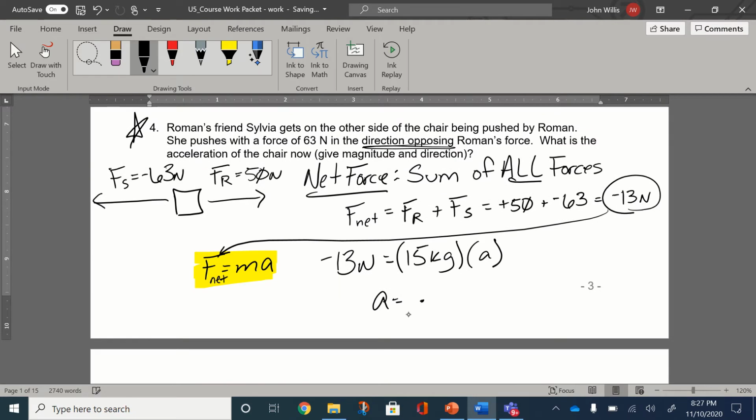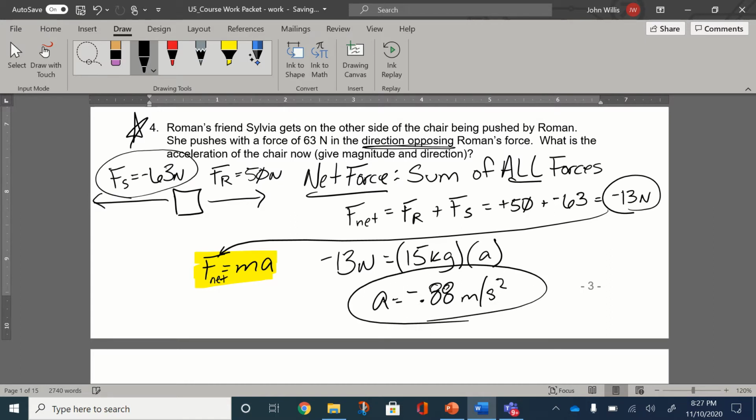So 0.88. I could round that too, but it does still need to be a negative, and it needs to be a negative because we described Sylvia's original direction as negative, and this is now accelerating in Sylvia's direction.